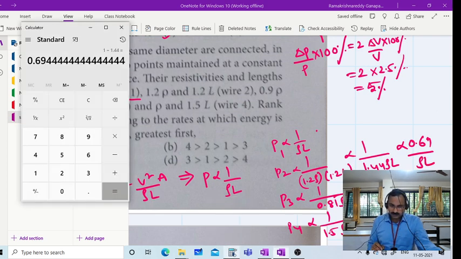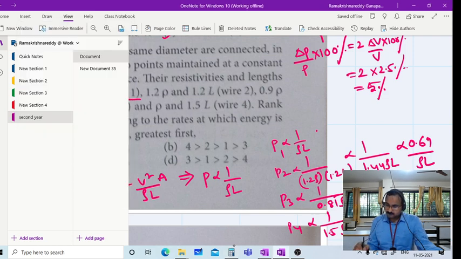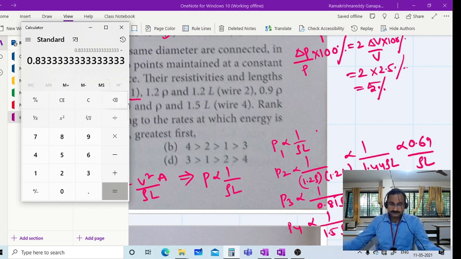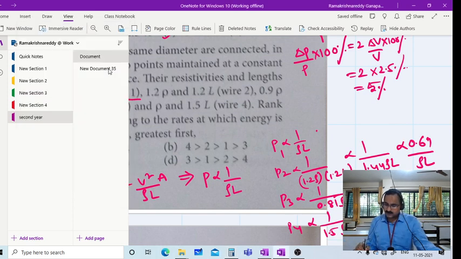Next, 1 divided by 0.81 is 1.23. 1 by 1.5 is nothing but 0.6 something, exact value required. 1 divided by 1.5 is 0.666, you already know that value. 0.6667 divided by rho. So you can understand clearly.